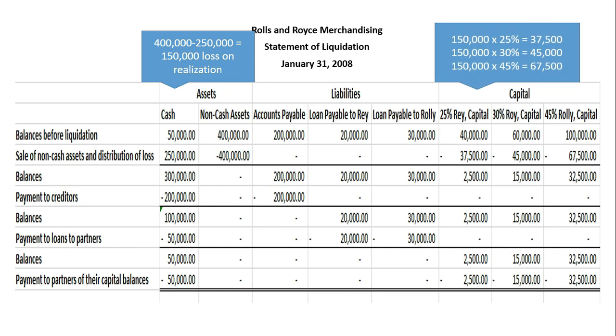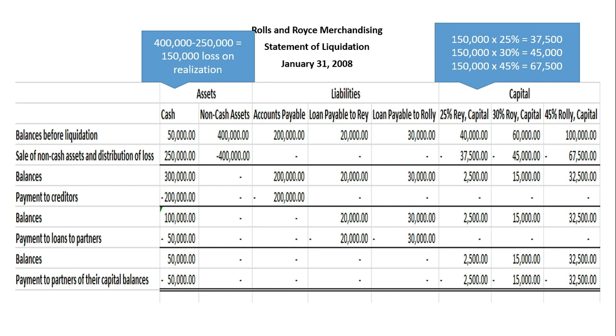Based on the profit and loss ratio, we have 25% for Ray, 30% for Roy, and 45% for Rolly. So the loss is 150,000 times 25% for Ray. Ray has a share in the loss of 37,500. And same with Roy, with a 30% profit and loss ratio, he has a share of 45,000, and 67,500 for Rolly with a 45% profit and loss ratio.